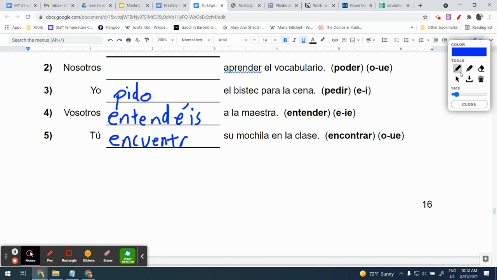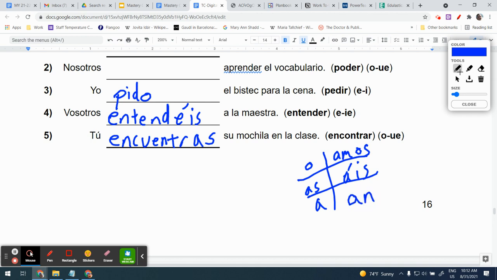Encuentras. It's an AR verb. The tú ending for AR verbs is as. Just a reminder for AR, because we didn't do any AR in our examples. O, as, a, amos, áis, an. Same as our ER, just with an A.